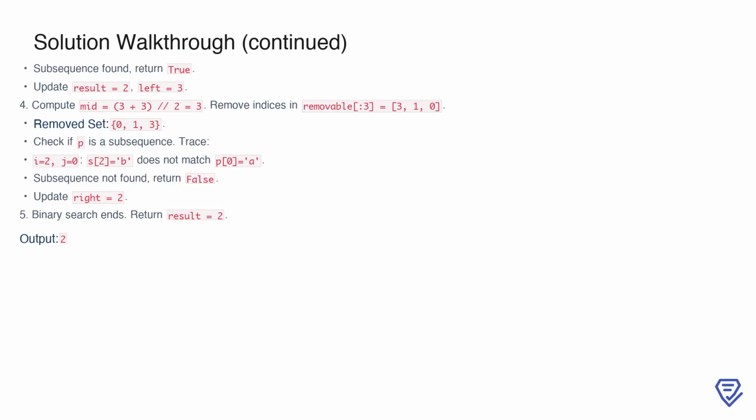The final value of result remains 2, indicating that we can remove up to 2 characters from S while still keeping P as a subsequence. The output for this example is 2.